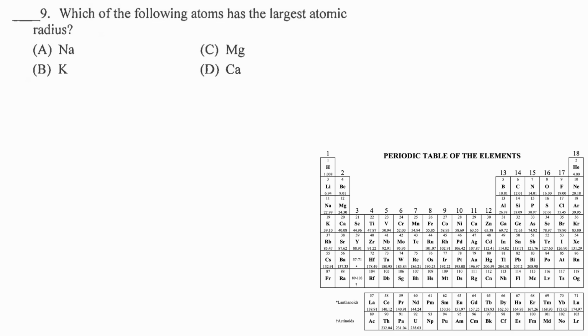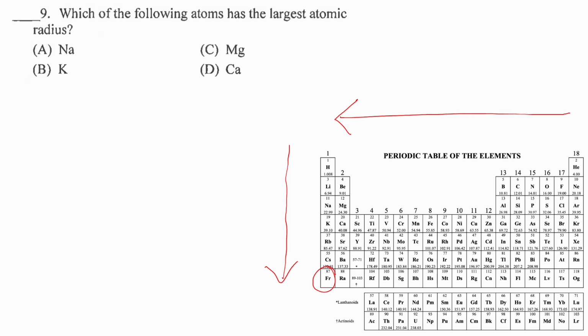Number 9 says, which of the following atoms has the largest atomic radius? So we know for atomic radius, the largest atomic radius on the periodic table would be francium. And the trend is that when you go to the left across a period, you're going to increase atomic radius. And as you go down a group, you're also going to increase atomic radius.